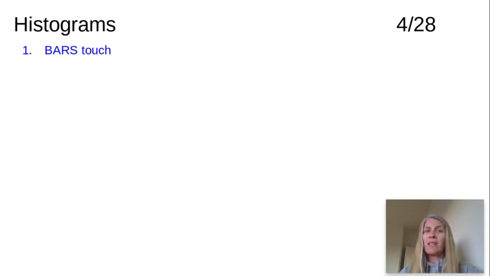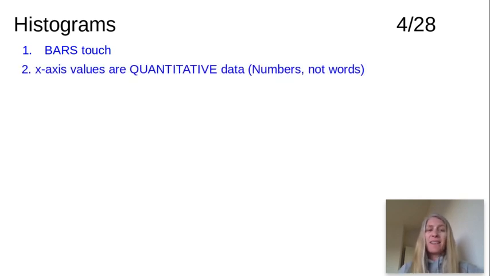So the very first thing you need to know about histograms versus bar graphs, which we're used to, is the fact that bars touch in a histogram. And the second thing is the x-axis values are all quantitative, which means that your answer to the question for a histogram has to be a number, not a word.